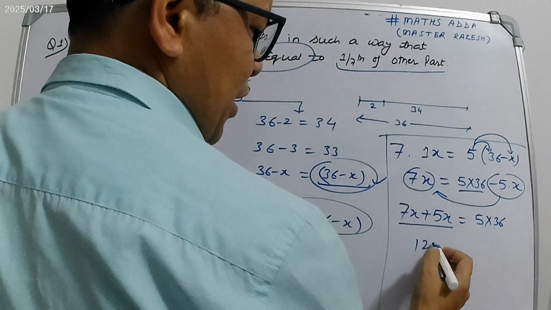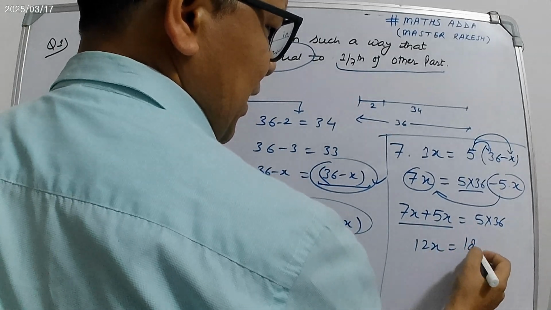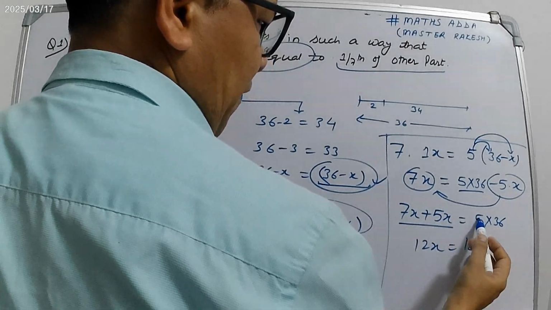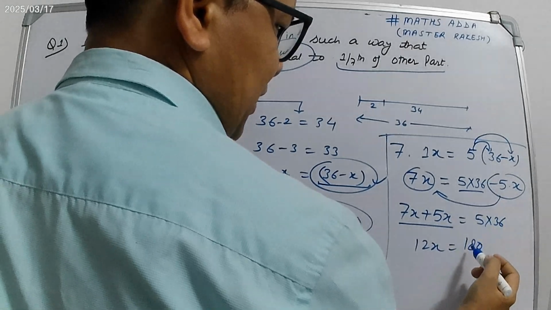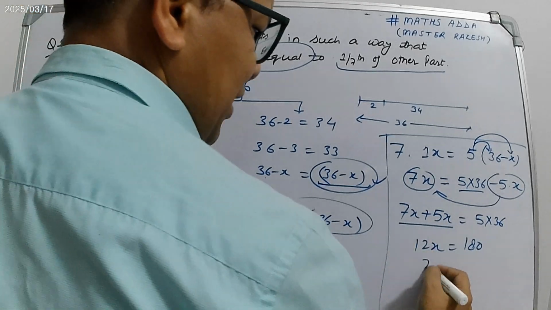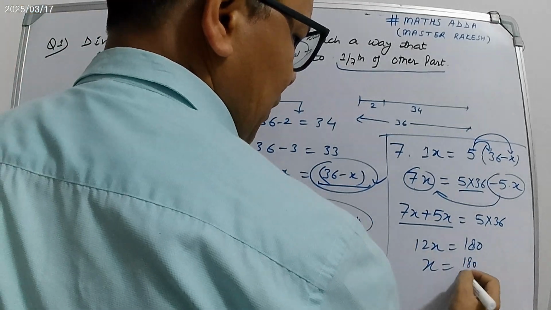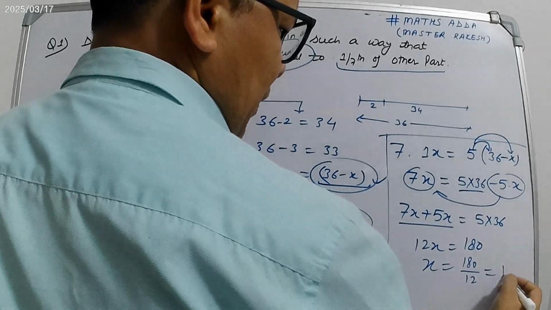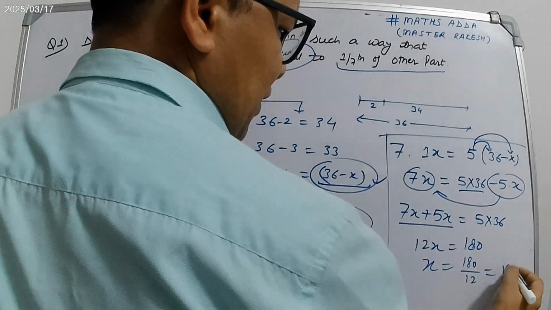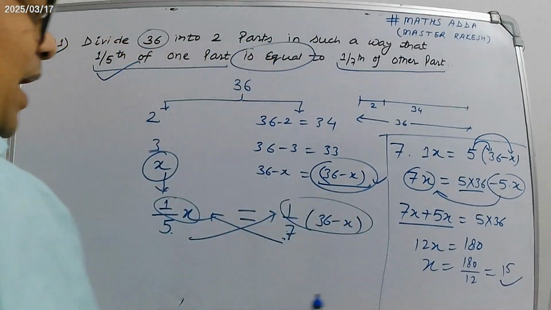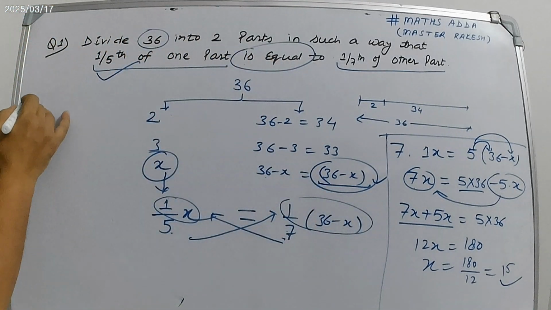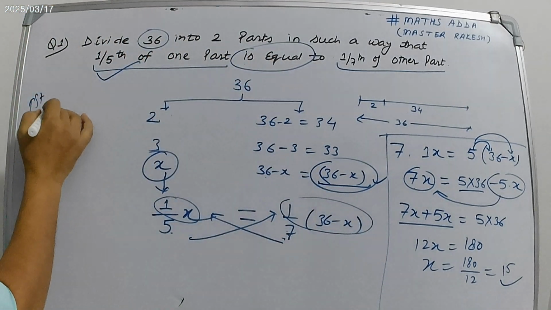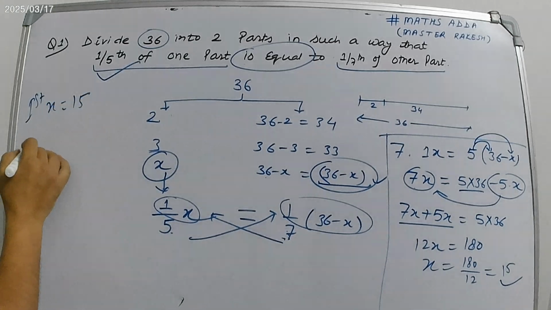7 plus 5 is 12x. 5 into 36: 5 sixes are 30, 5 threes are 15, plus 3 gives 180. So x equals 180 upon 12. Multiply goes into division. 12 ones are 12, 12 sixes are 72... so x equals 15. The value of x is 15, so the first part is 15.